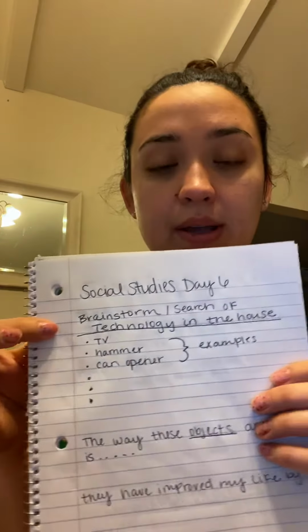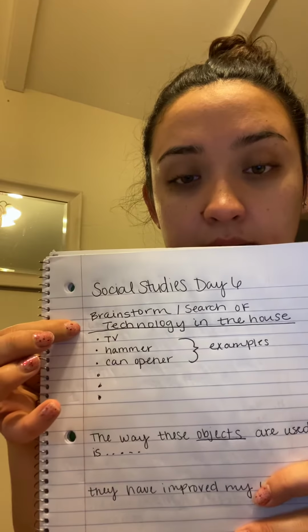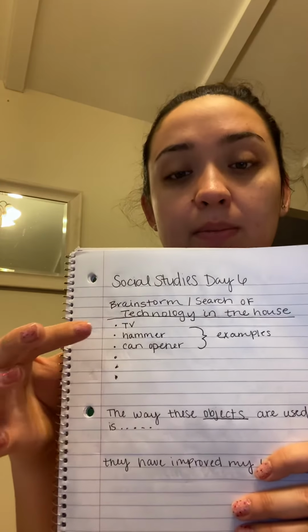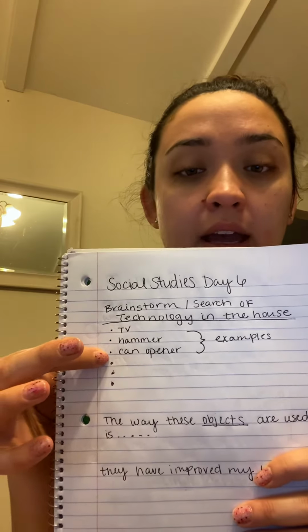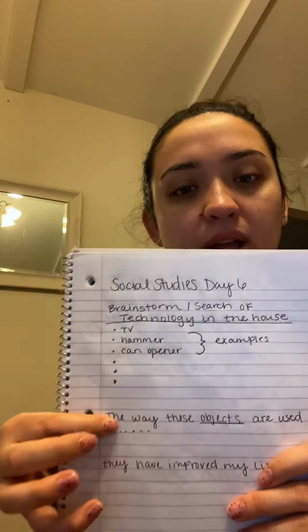Then for social studies, the assignment is on day 6. You're going to brainstorm in your journal first with your parents. It is still talking about technology, so it kind of goes back to what they were talking about last week. So brainstorm and search in your house for technology. I gave you some examples. I put a TV, a hammer, a can opener, and then you would continue to make your list. I would say about 7 to 10 items would be good.